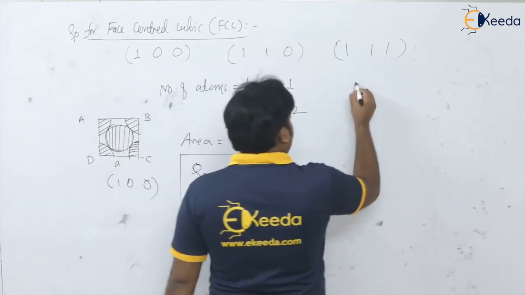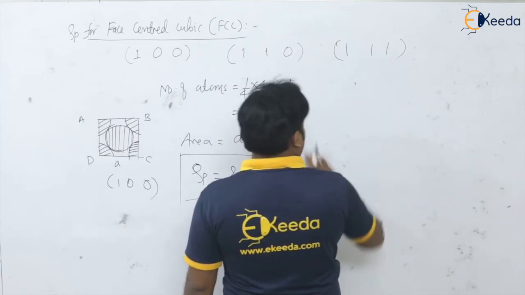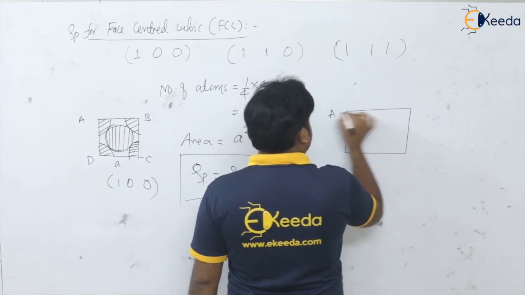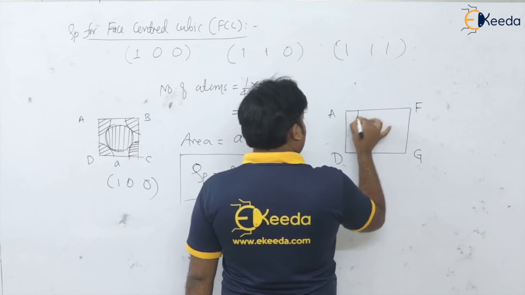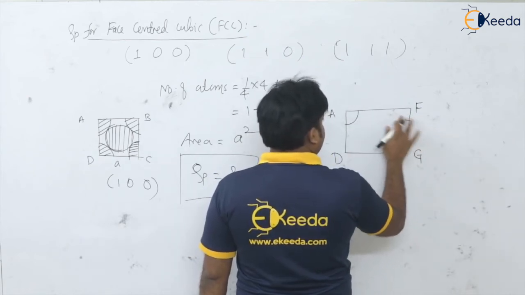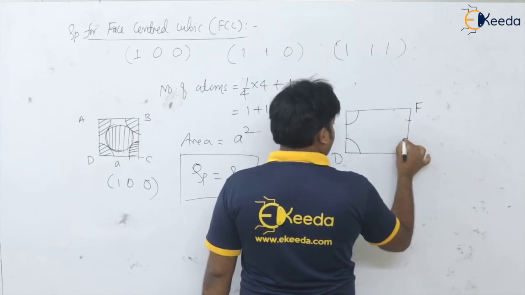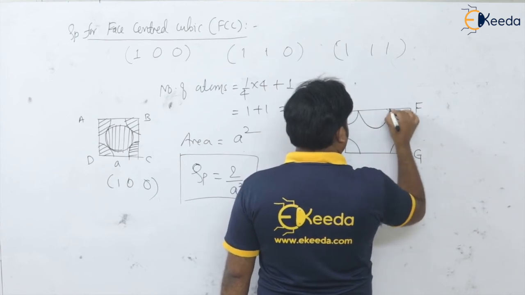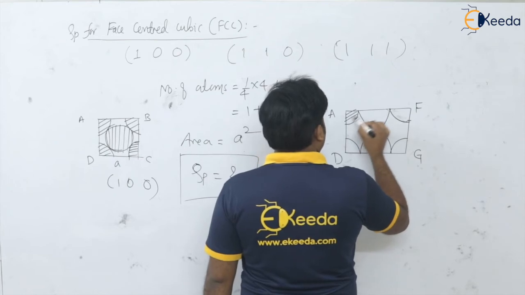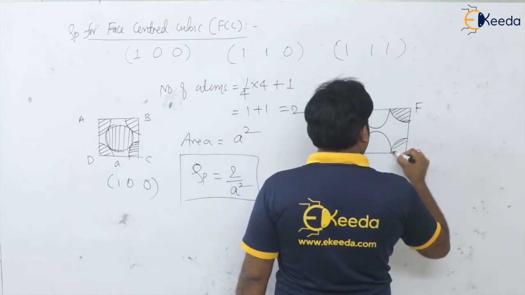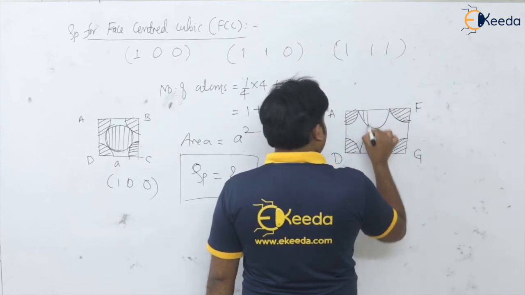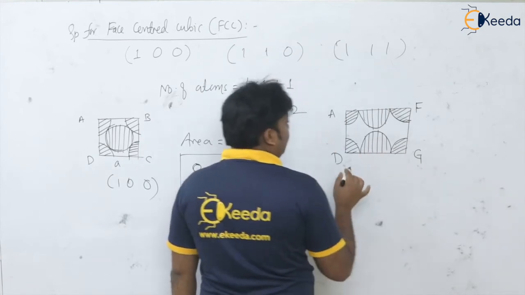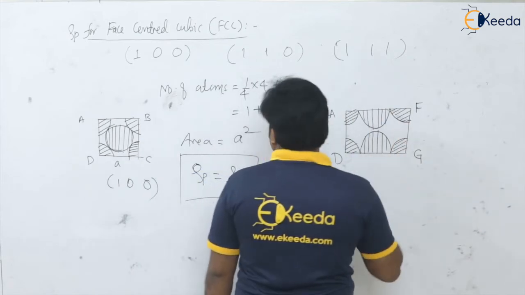100. Go for this. How this plane is, directly I am drawing the diagram. Now plane, you know, this is which plane? 100, named A, F, G, D. Char corner pe 1/4 to hai hi, isn't it? Now there is on the face, so it will look like this. Okay, so these are the corners, and this 1/2 to 1/2 on the faces. So please remember, for 100 in FCC you will see the structure like this.